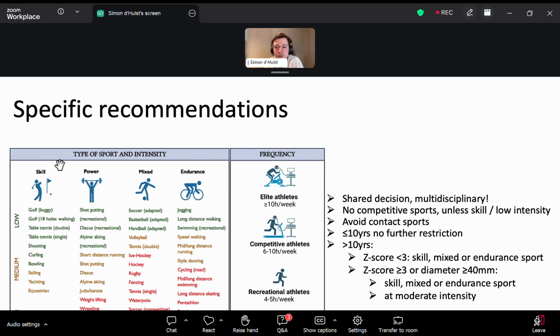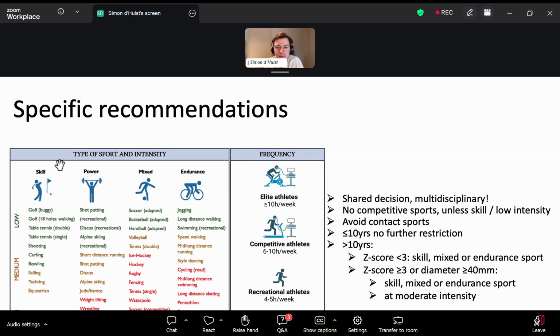In our patients, we usually try to make this a shared decision and try not to be too stringent. But in general, we try to advise against intensive competitive or contact sports. Other than that, below the age of 10 years, we usually do not restrict any further, since, as I said before, most recreational sports are performed at a lower level.